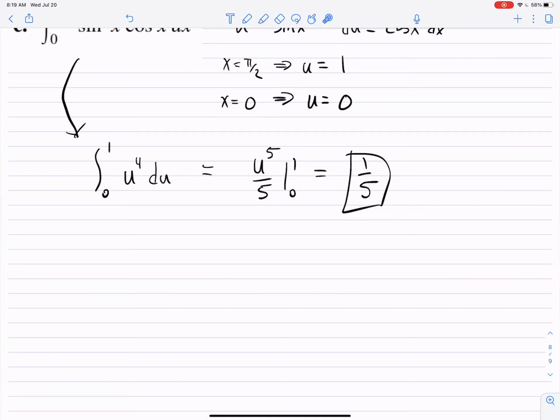And that's u-substitution. That should get you through all you need for the rest of the class. All right, good luck.